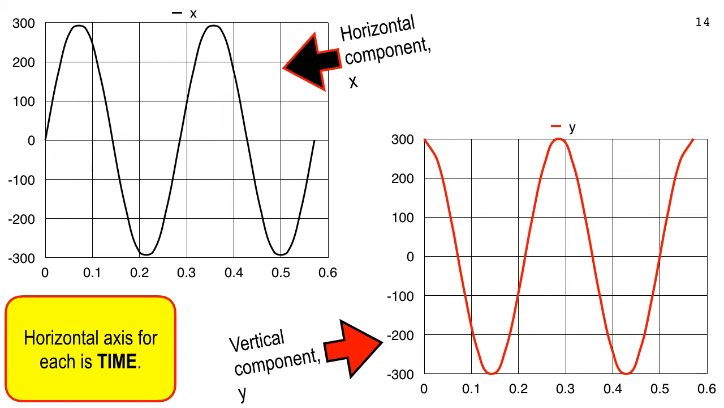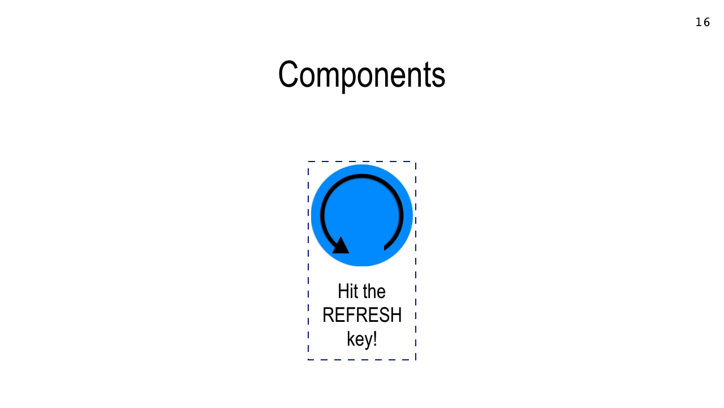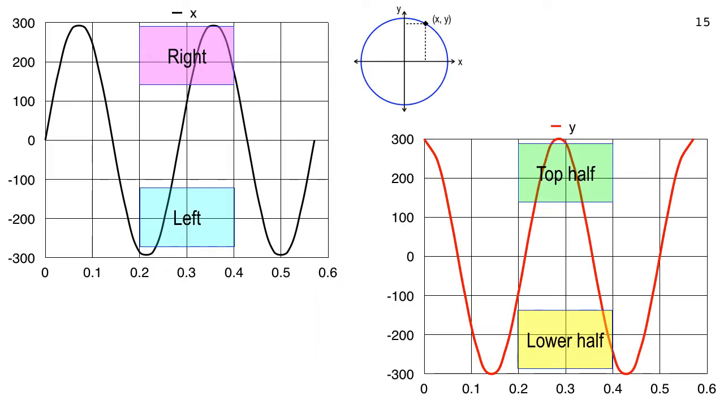So just to reinforce that, the top half of these graphs is a position to the right of the y-axis, and the lower half is to the left of the y-axis. Now on the y component, the upper half is the top half of the motion, the top hemisphere of that circle. And down here, when you see the red line, that represents a point in the southern hemisphere of the circle.